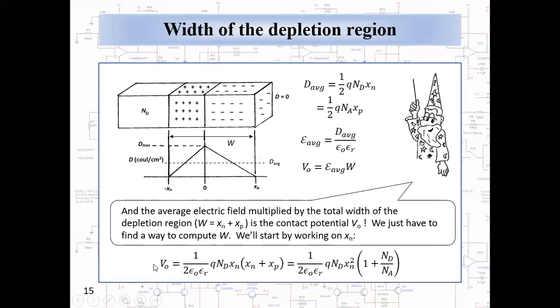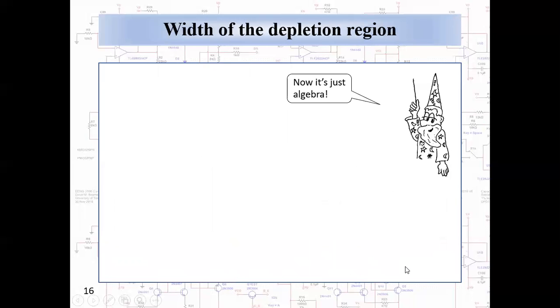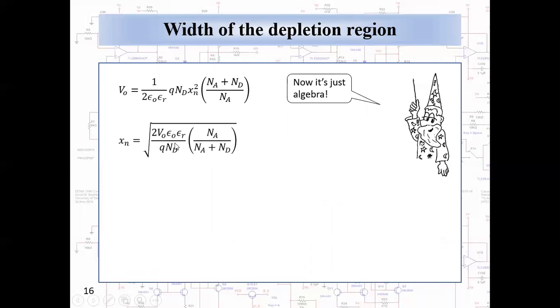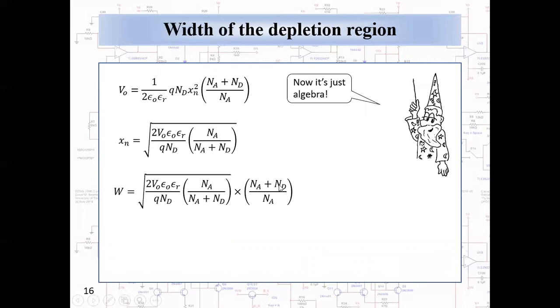Now, we can start here. The contact potential is this term, which represents the average electric field strength, times this, the total width of the depletion region. And here I've just made a substitution. I've replaced x sub p with an equivalent expression in x sub n. Now it's just algebra. This is a repeat of the last expression on the preceding slide. We find a value for x sub n, and now by multiplying it by a factor which is 1 plus N_D over N_A, essentially, we find the total width of the depletion region, and we come up with this compact expression for the width of the depletion region in terms of the contact potential and the doping densities and the electrical permittivity of the semiconductor.